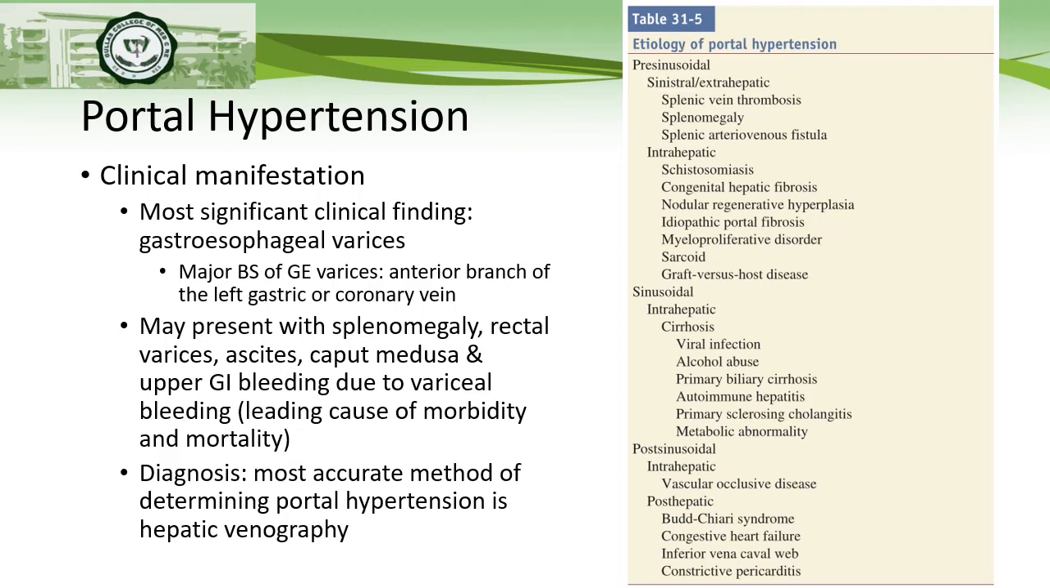The umbilical vein may recanalize and dilate, leading to visible collaterals on the abdominal wall, or caput medusae. Anorectal varices are present in approximately 45% and must be distinguished from hemorrhoids, which do not communicate with the portal system and are not present at increased incidence in patients with portal hypertension. Lastly, you may encounter GI bleeding, particularly from the upper side, from bleeding gastroesophageal varices. And lastly, in terms of diagnosis, the most accurate method of determining portal hypertension is with hepatic venography.